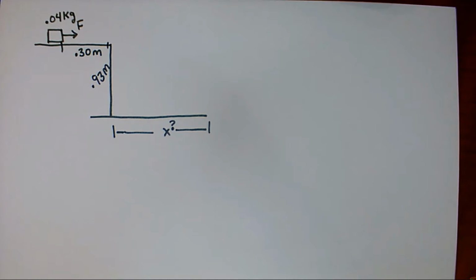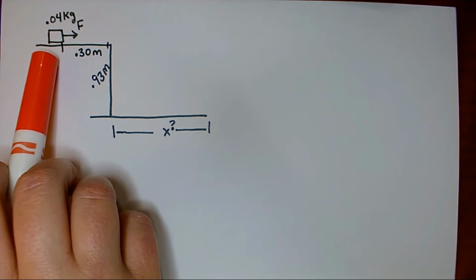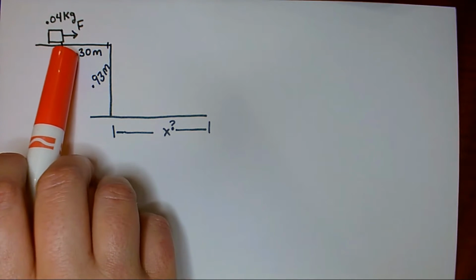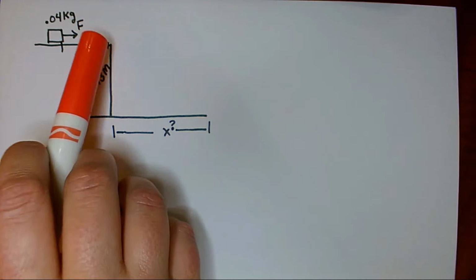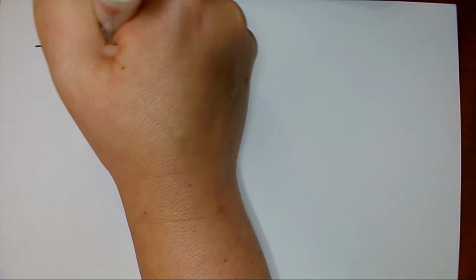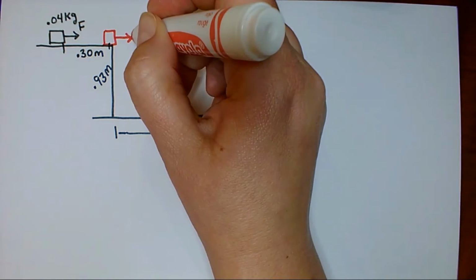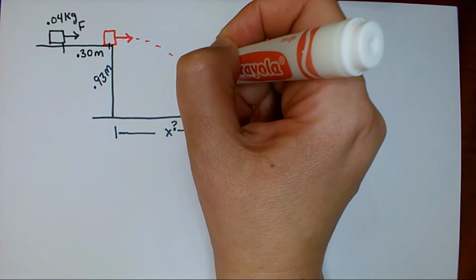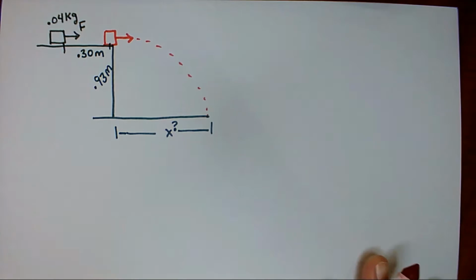So here's what's happening. The mouse is going to accelerate the piece of cheese from rest to a final velocity here at the end of the table. And that final velocity will be the initial velocity that it leaves the table, and we're going to have to do a projectile motion problem.